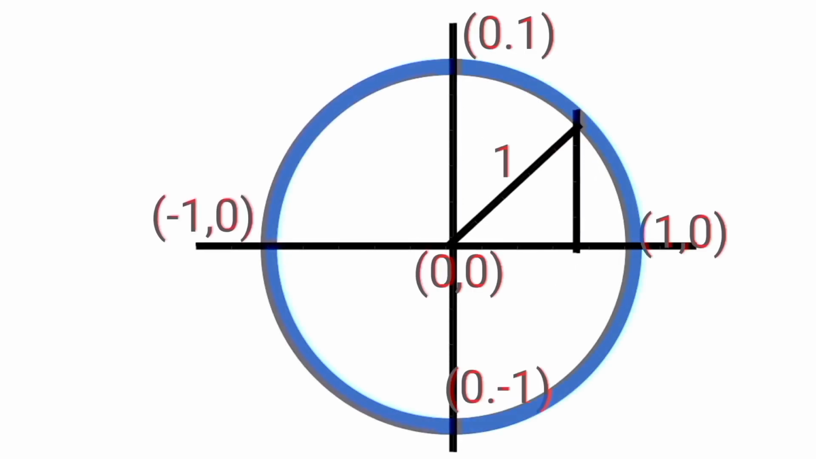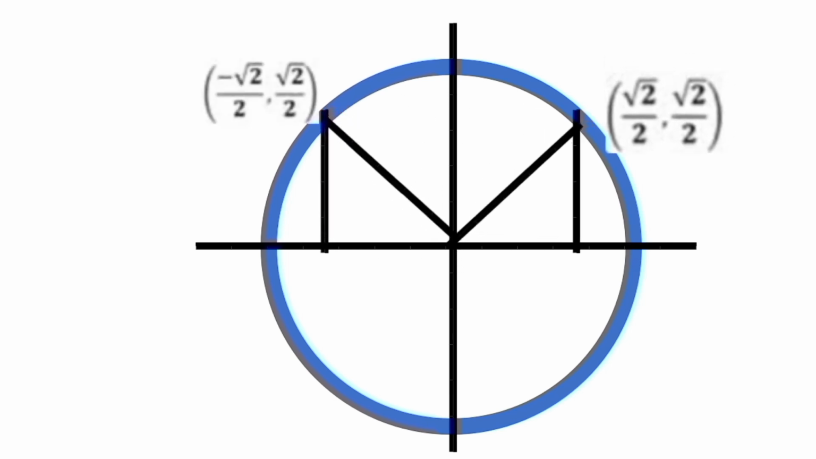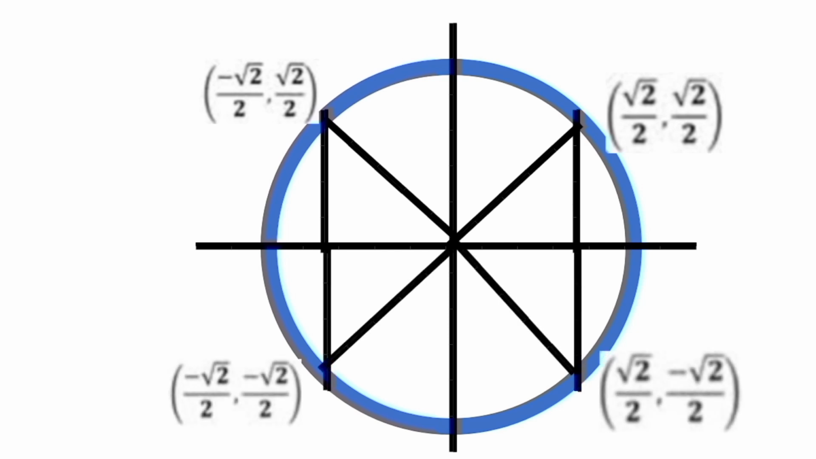Incorporating this with the unit circle, in which the center is the origin and the radius is 1 unit. Assuming this triangle inside is 45, 45, 90 degrees, the x and y coordinates of the tip of the triangle are both square root of 2 over 2. Both x and y are positive, for it's in the first quadrant, but in the second quadrant the x coordinate is negative and the y is positive. In the third quadrant both are negative, and in the fourth quadrant the x is positive but y is negative.